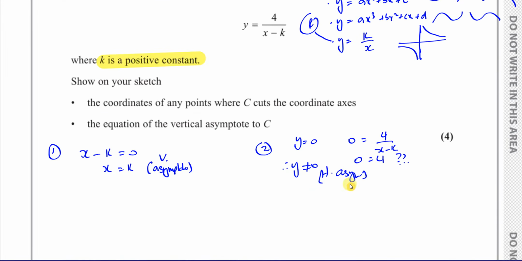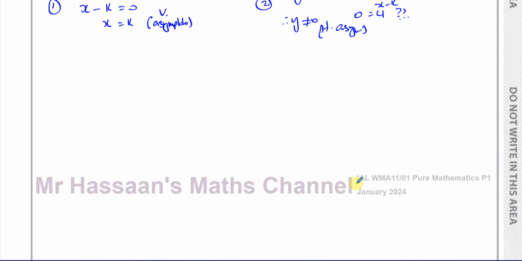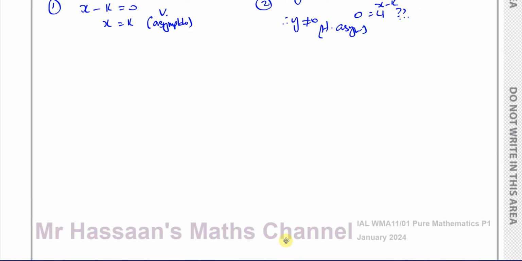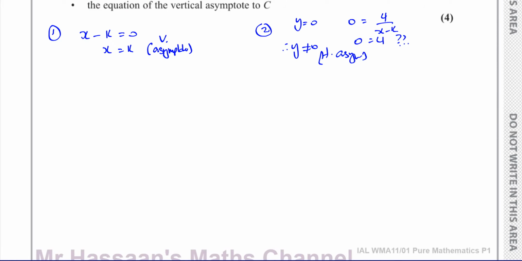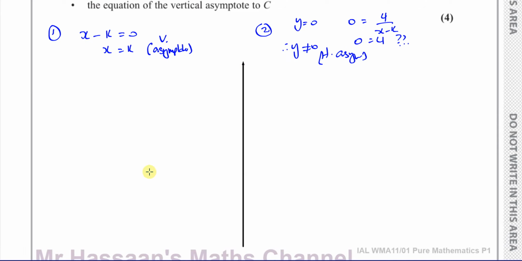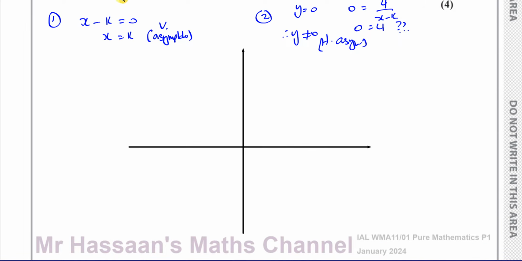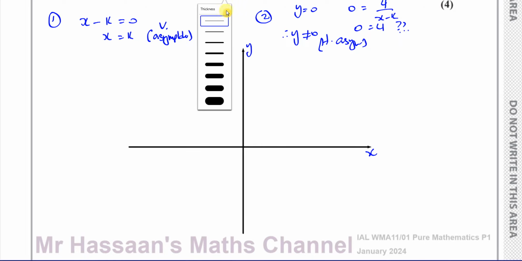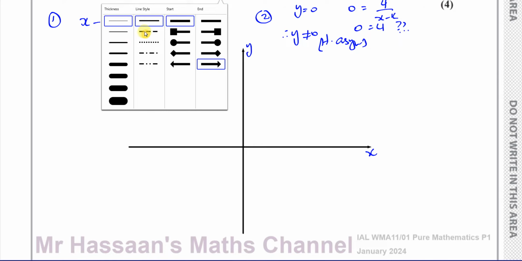Now we have enough information to make a sketch of this curve, so I'm going to do that now. We have our axes, the y-axis and the x-axis. Now k is a positive constant, so x equals k will be on the positive side of the x-axis. So x equals k would be, say, somewhere over here.